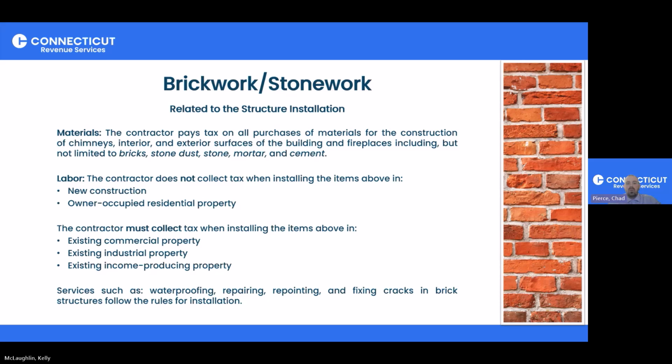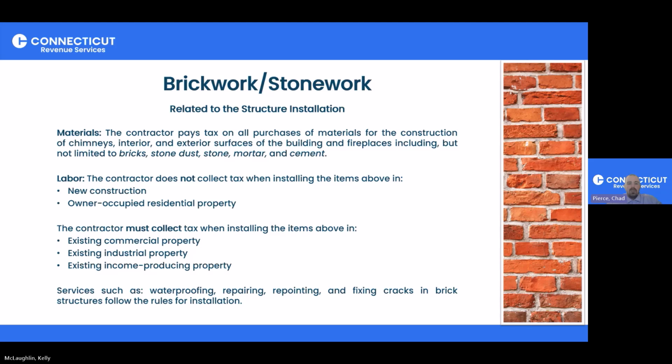For brickwork and stonework, this is with a lot of masonry contractors. In a sense, they're kind of wearing two hats where they can be working as a masonry contractor or they can be working as a landscaper. So in this slide, this is related to the structure installation. In this case, they're going to be acting as a masonry contractor where they're going to pay tax on the purchase of materials for the construction of chimneys, interior and exterior surface of the building, and fireplaces, including but not limited to bricks, stone dust, stone, mortar, and cement.